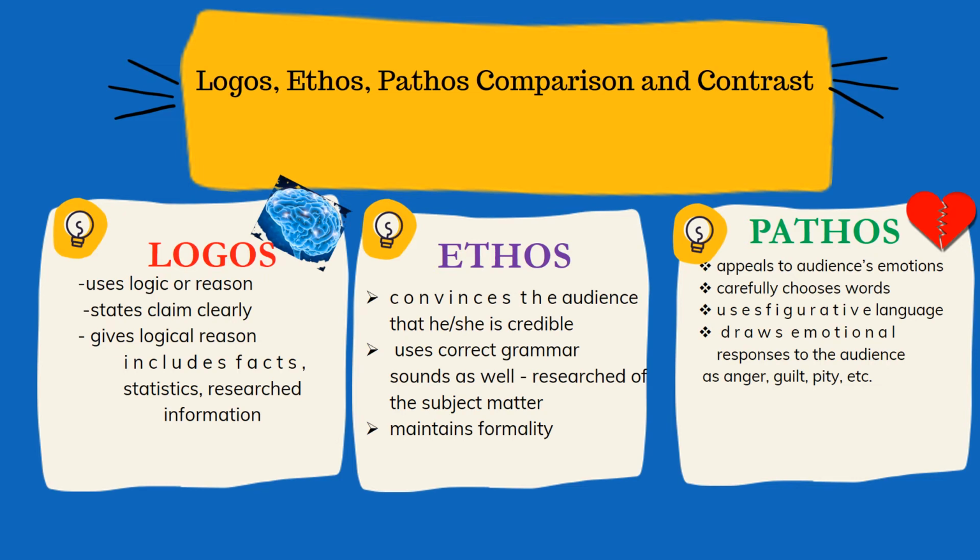And for the ethos, it convinces the audience that he or she is credible. It uses correct grammar, sounds well researched in the subject matter, and maintains formality. And for the pathos, it appeals to audience emotions. It carefully chooses words. It uses figurative language that draws emotional responses from the audience such as anger, guilt, pity, etc.